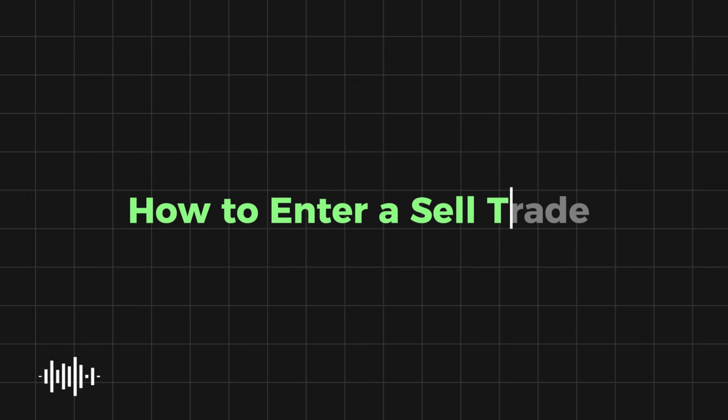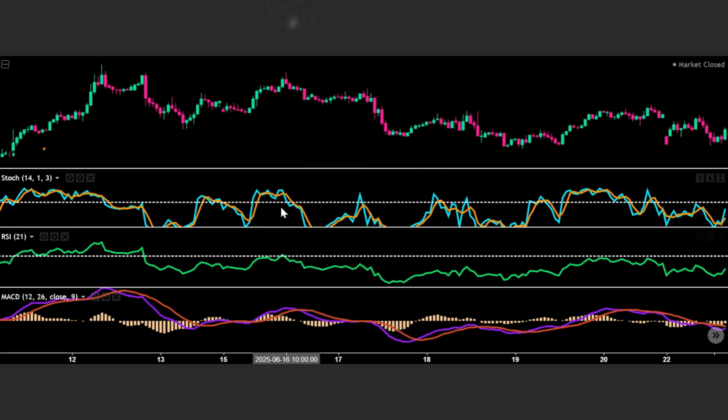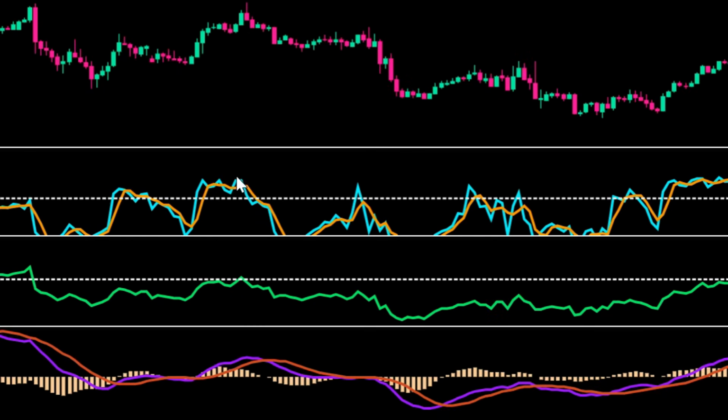How to enter a sell trade? For a sell trade, we follow the exact same process but in the opposite direction. We start with the stochastic. We want to see both the K and D lines in the overbought zone, which means the market has pulled back upward and might be ready to move down.